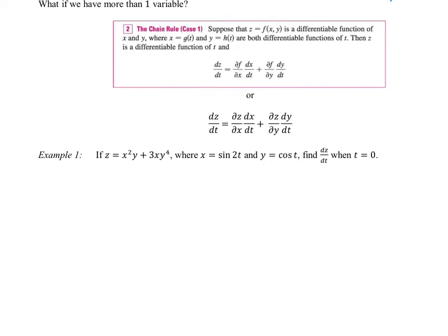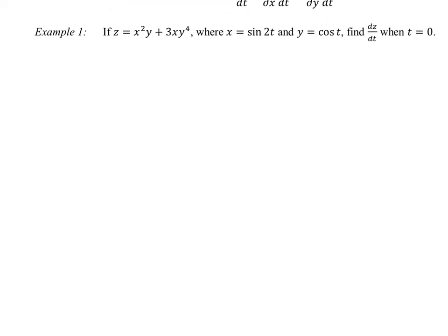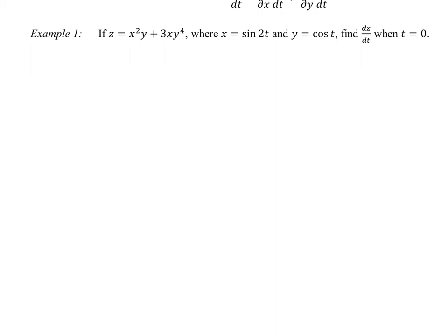So I'm going to go ahead and write down the formula here so that we have it, and then we'll work through the problem. So we're looking for dz dt, which is the partial derivative of z with respect to x multiplied by the derivative of x with respect to t, plus the partial with respect to y multiplied by the derivative of y with respect to t.